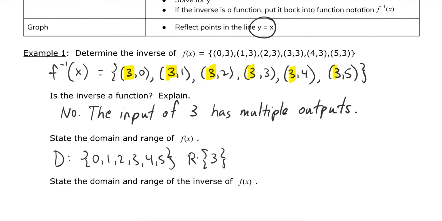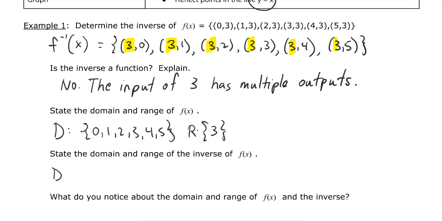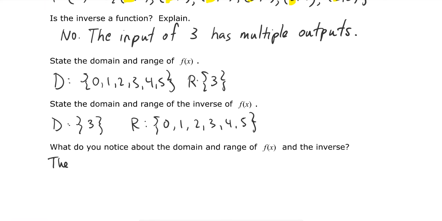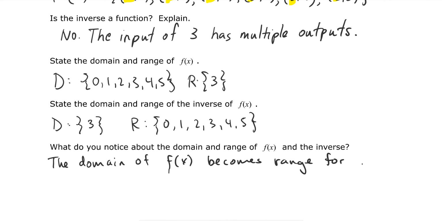But if you look at the inverse, it's a little bit different. The domain is now the range of the original function. So the domain is 3. And the range for my inverse is the domain of the original function, 0, 1, 2, 3, 4, 5. Okay, so what do you notice? Well, the domain of f(x) becomes the range for the inverse.